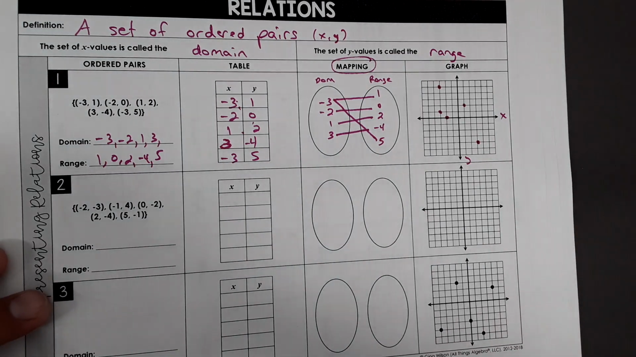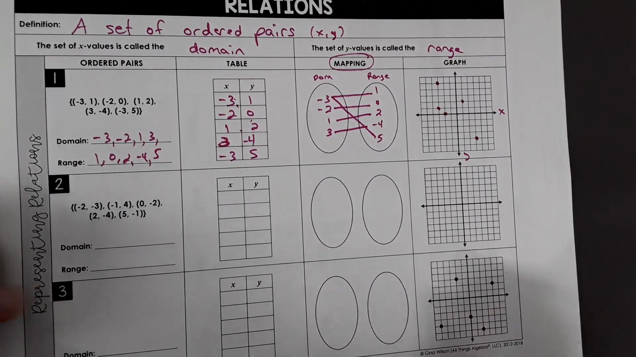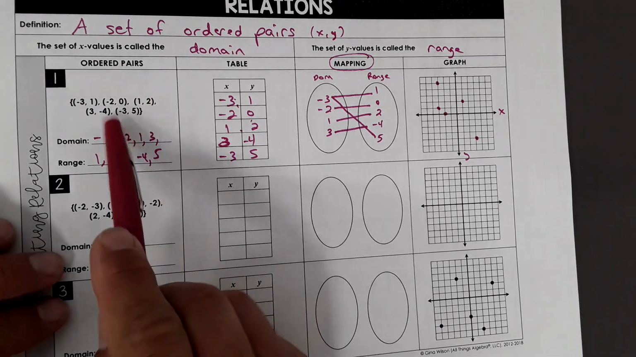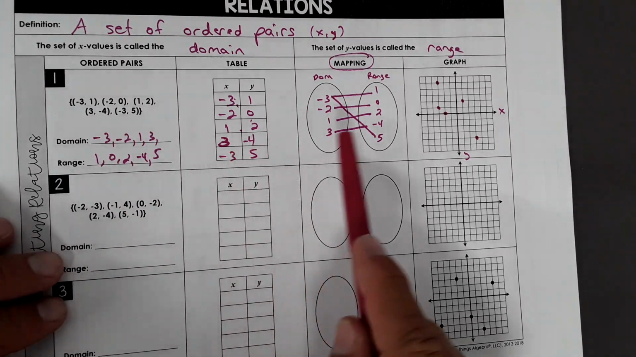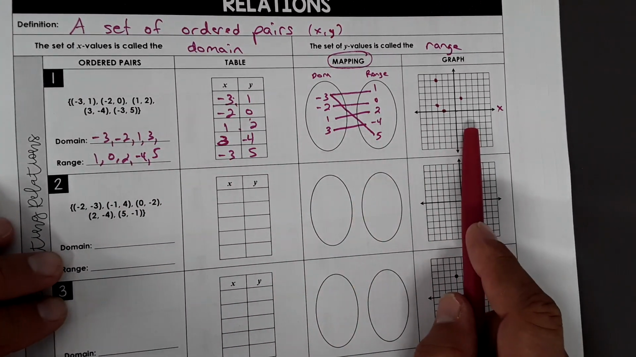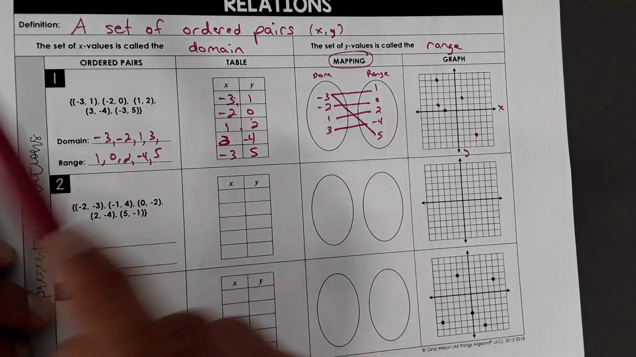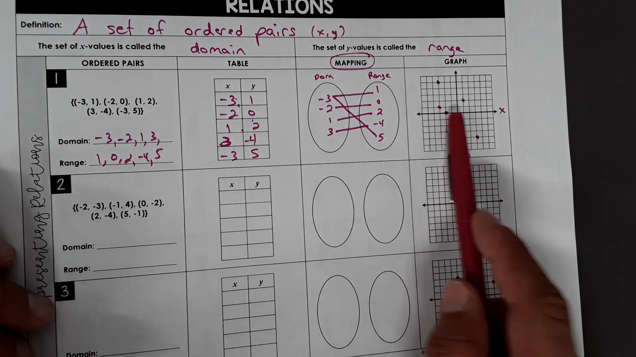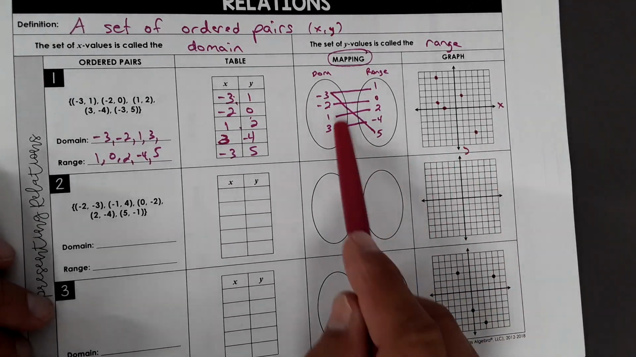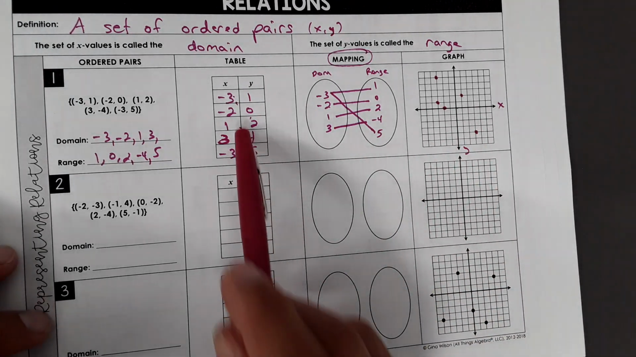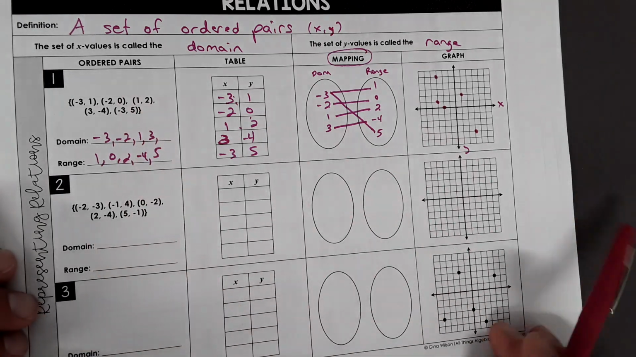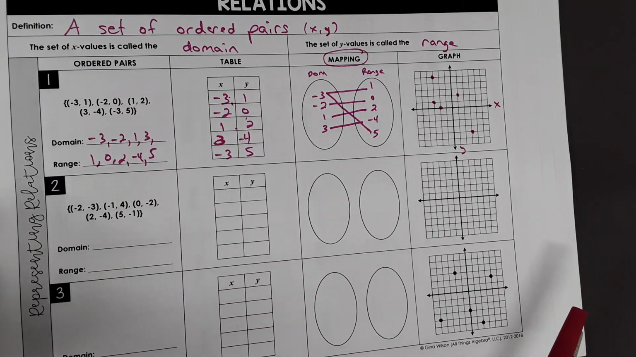Okay, so you can represent a relation 4 different ways: as ordered pairs, as a table, as a mapping diagram, or as a graph. Okay, and you may be given a relation in any one of these forms. So you could be given a relation as a graph, you could be given a relation as a mapping diagram, you could be given it as a table, or as ordered pairs.